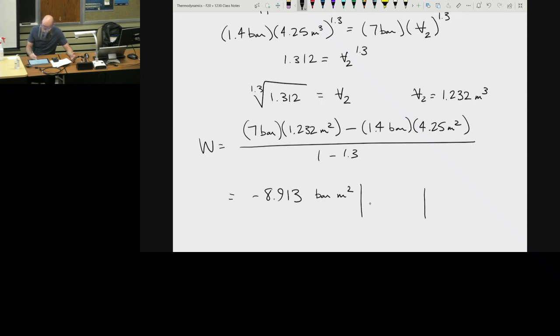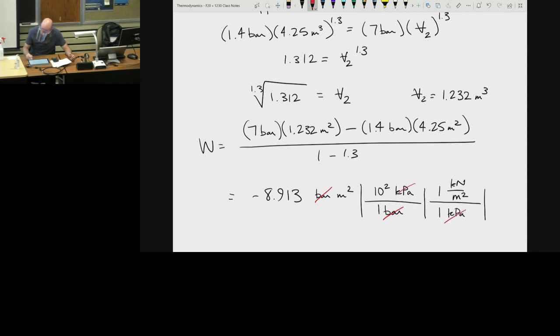So the first thing I want to do is get rid of those bars, and I'm going to say that 1 bar is 10 squared kilopascals. 100 kilopascals is 1 bar. Okay? Well, that's good. Now I have kilopascals meter squared. So as we're getting used to this, let's say that 1 kilopascal is equal to 1 kilonewton per meter squared.